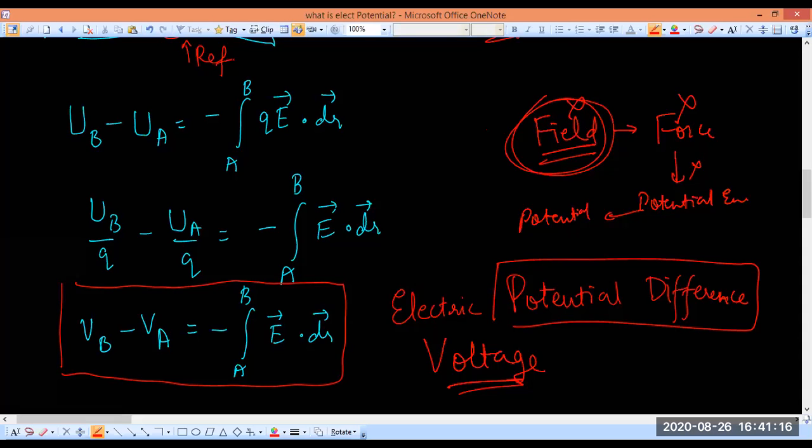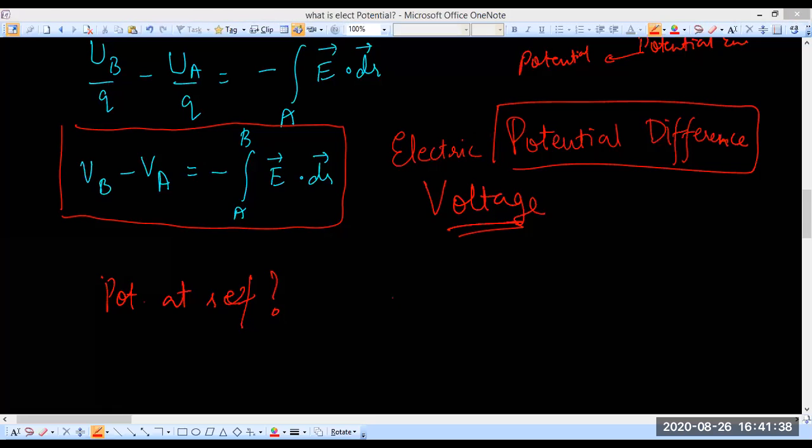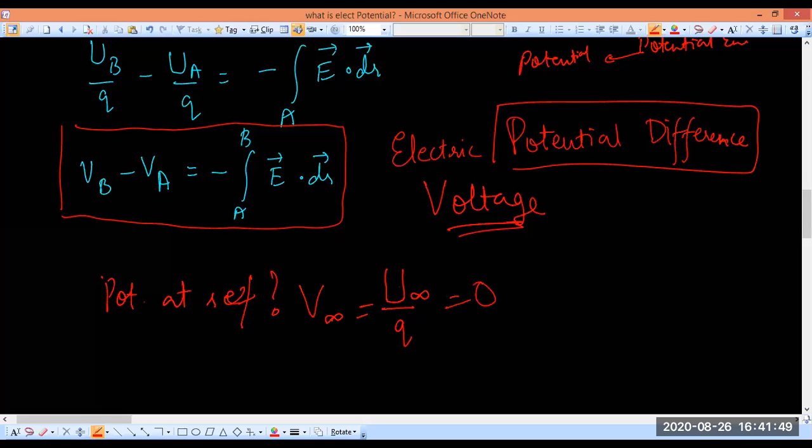Potential at reference will be zero. Okay, Kodal is asking a question. Potential at reference. What do you think? What is the potential at reference? Yes, zero, because easy, right? Kodal, I hope now you understood. U divided by Q is V, correct? So U infinity, V infinity. But this is zero, right? Because U infinity is zero. Clear? Kodal, have you understood that?